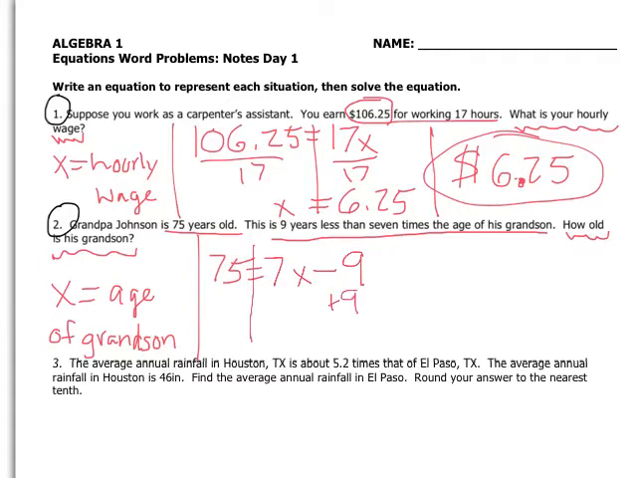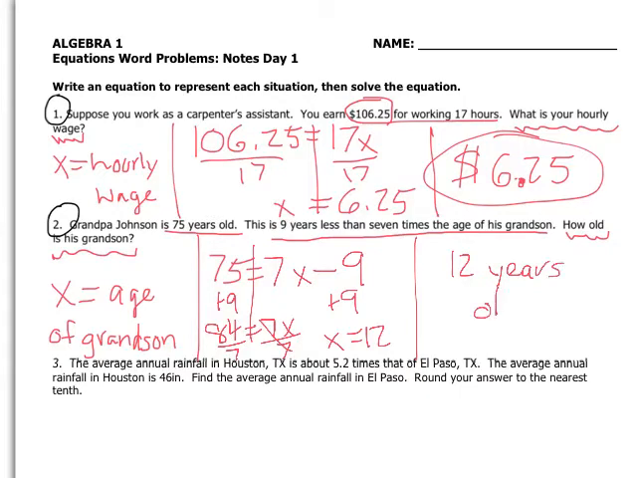So I add 9, let's do that quickly. 84 equals 7x, divided by 7. What is 84 divided by 7? 12, is that right? So again, you wouldn't say x equals 12, what would you say? 12 years old. Always label your answer.